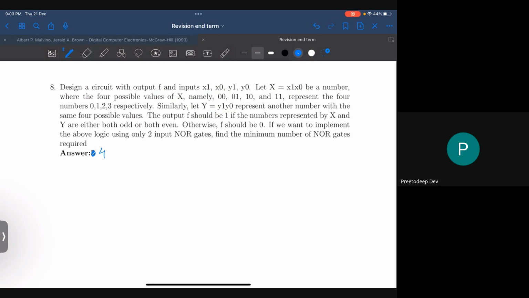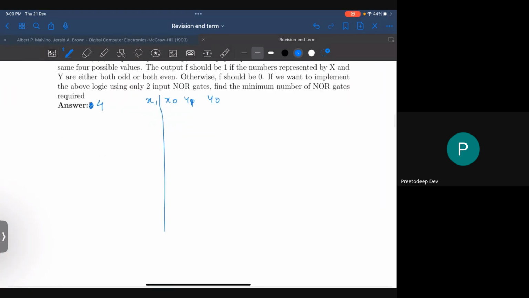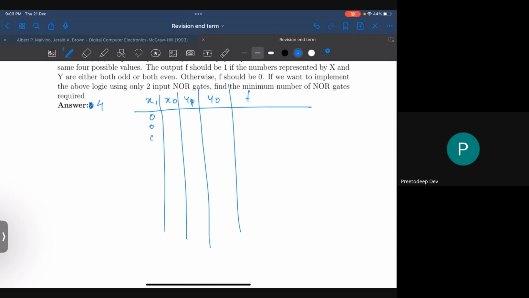So if we want to implement the above logic using only 2-input NOR gates, find the minimum number of NOR gates required. So it is better to first draw the truth table. So this is x1, this is x0, this is y1, this is y0, and this is the F. Rows 0, 1, 2, 3, 4, 5, 6, 7, 8.